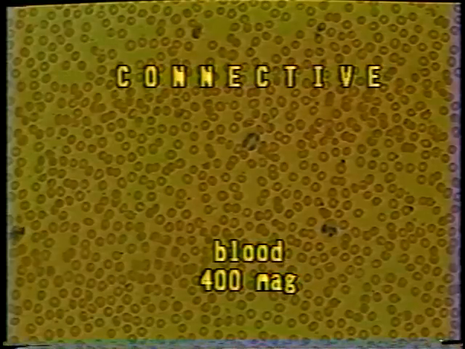Blood is a connective tissue, although it obviously doesn't connect or support anything. It belongs to the connective tissues because it develops from other connective tissues. Blood cells are suspended in a fluid called plasma.